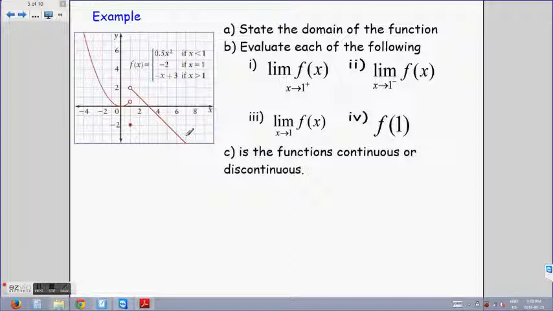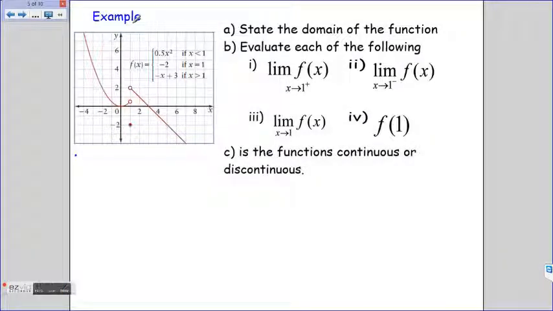Part A: state the domain of the function. Upon observation, the function is defined for all values of x. So the domain for x is all real numbers, or we can simply represent this as x ∈ ℝ. And that just represents that x belongs to the set of all real numbers. Part B: we want to evaluate each of the following parts.